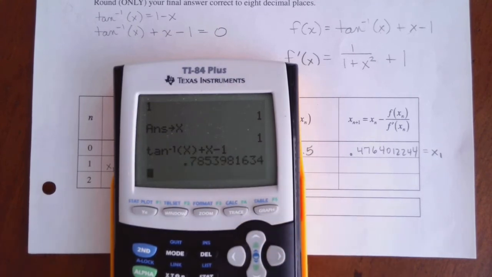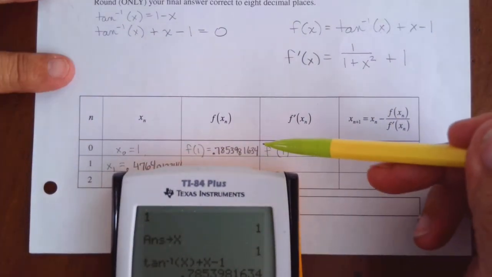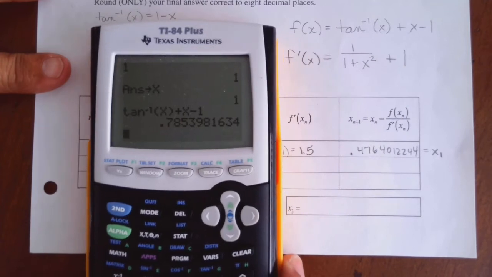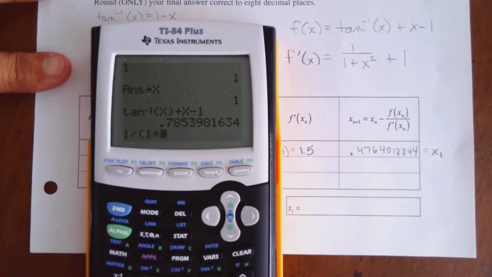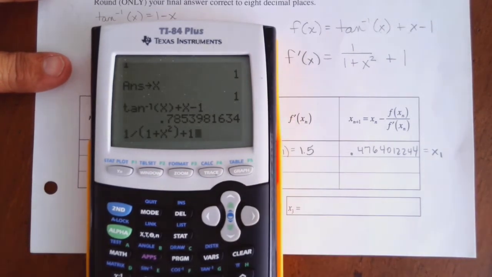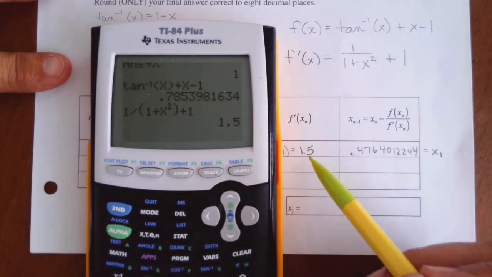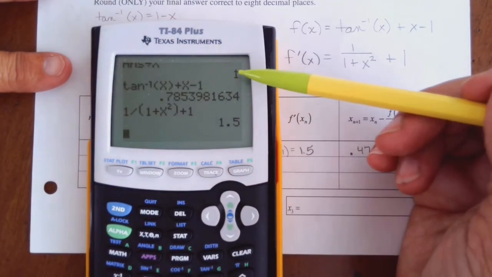So if I hit enter, notice what I get. 0.785, I get the function value. Okay. Now, I'm going to plug in my derivative. 1 divided by, make sure you put this in parentheses, 1 plus x squared. Close your parentheses, and then plus 1. Now I'm going to hit enter for that. Now remember, as far as the calculator is concerned, x is still 1. So I'm going to hit enter, and notice I get 1.5. Okay? And so now I have my 3 values right here.